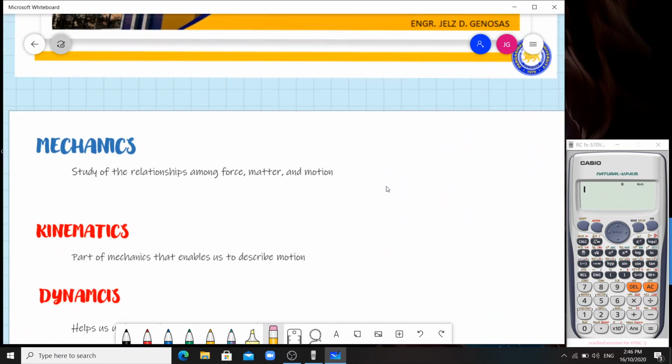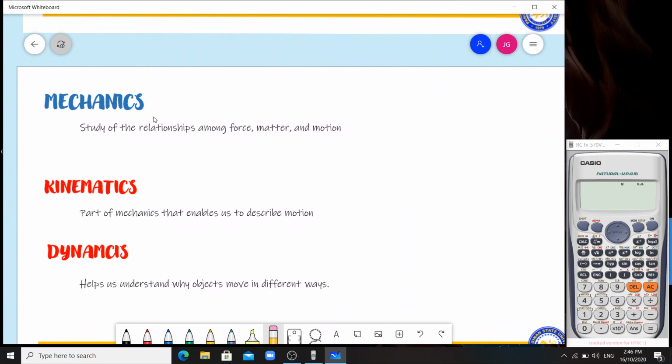So let us start the discussion by defining mechanics and its branches. Mechanics is the study of the relationships among force, matter, and motion. So it is the study regarding force, matter, and motion. When we say mechanics, it is divided into two branches, which are kinematics and dynamics. Kinematics is the part of mechanics that enables us to describe motion. Dynamics is related to the principles of why objects move in different ways. So kinematics describes motion, and dynamics is to understand why objects move in different ways.